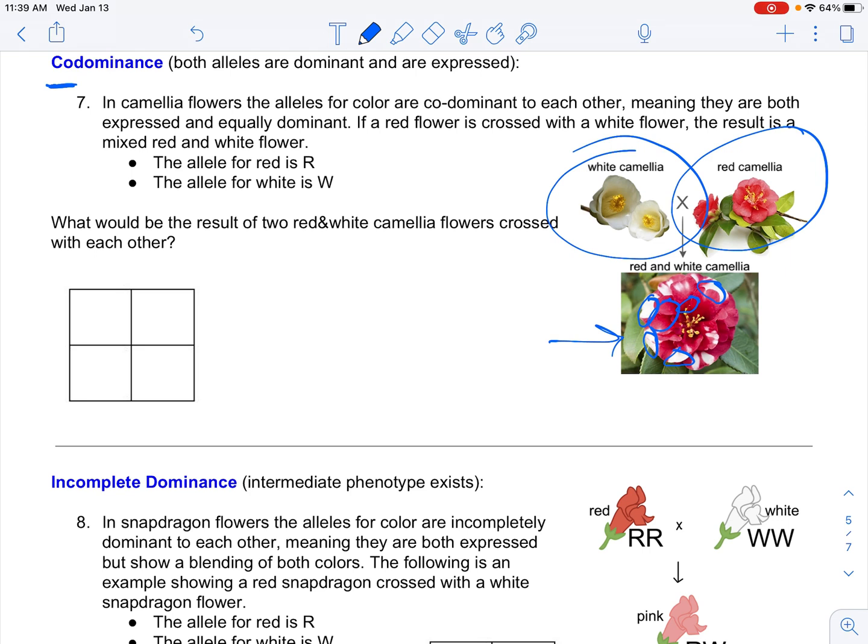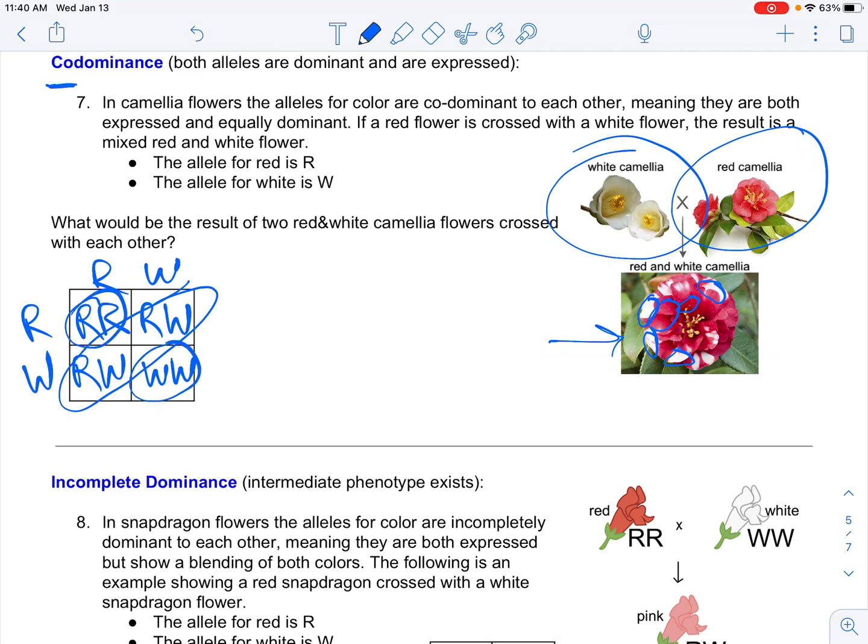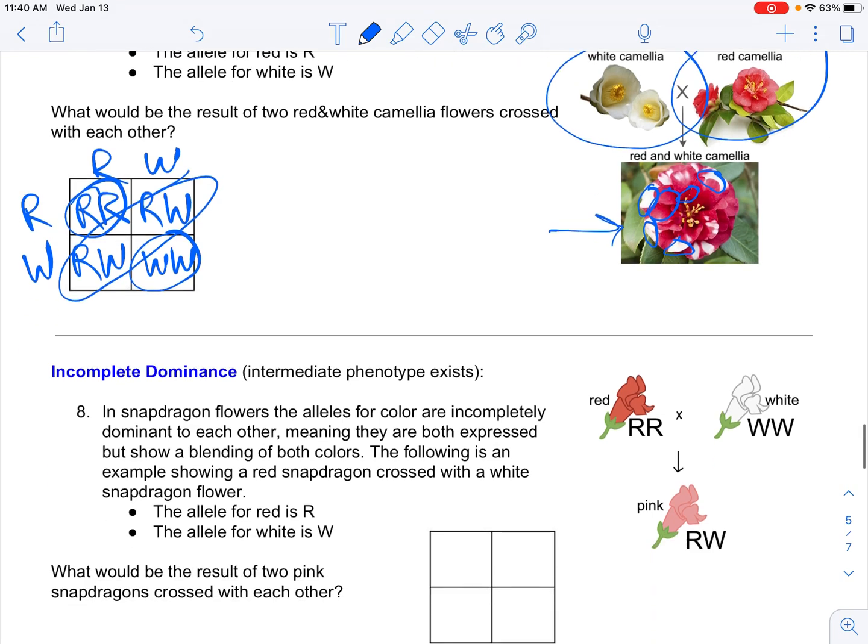So if we cross a heterozygous red and white camellia with another red and white camellia, we would get some red, we would get some mixed red and white, and we would get some white. And we would get them in ratios, right? So 50% would be red and white, 25% would be red, and 25% would be white.